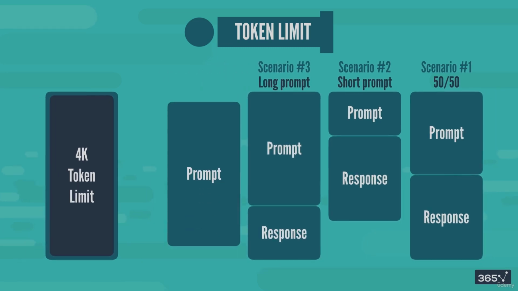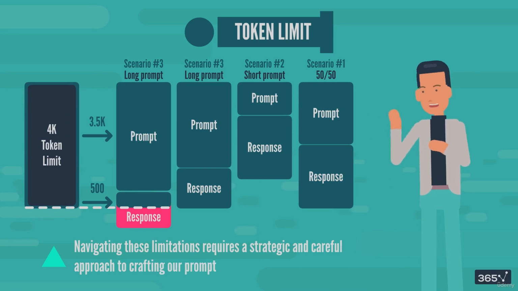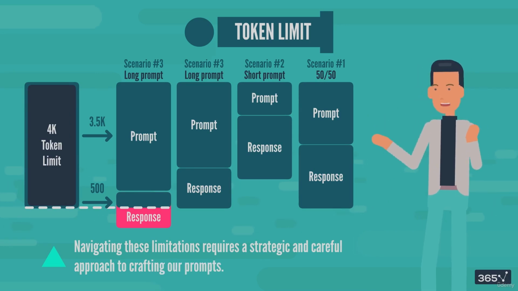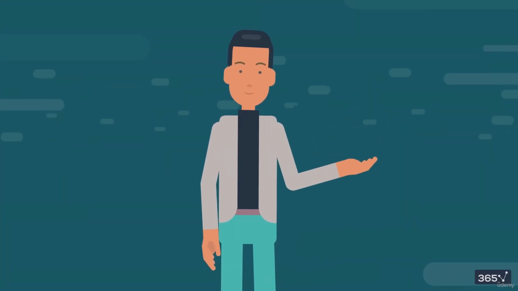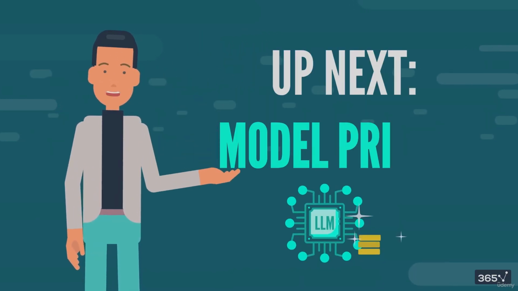The least desirable scenario is having overly long prompts approaching the token limit because this can leave insufficient tokens for the model to generate a meaningful response. This constraint often forces the model to summarize content or provide incomplete, sometimes nonsensical, replies. It can even lead to truncated outputs, where the model cuts off mid-sentence or omits critical parts of its response. Navigating these limitations requires a strategic and careful approach to crafting our prompts. Our next lesson tackles another significant factor that directly affects our project's feasibility and scalability: the model's pricing.